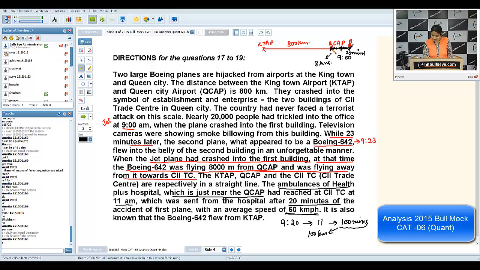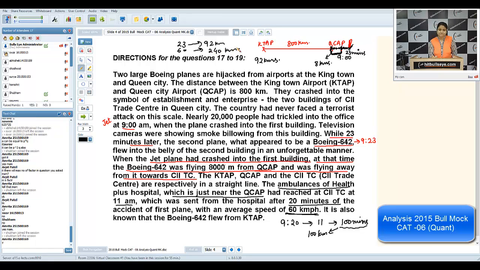Now, Boeing has left 8 kilometers and is covering the remaining distance. And what is the remaining distance? It will be 92 kilometers. The whole path was 100 kilometers. The Boeing was 8 kilometers away from the QCAP, Queen City Airport. That's why it will cover 92 kilometers in 23 minutes. So what will be the Boeing speed? If in 23 minutes it is covering 92 kilometers, in 60 minutes, of course, it will cover how many kilometers? It will be 4 times only. It will be 240 kilometers.